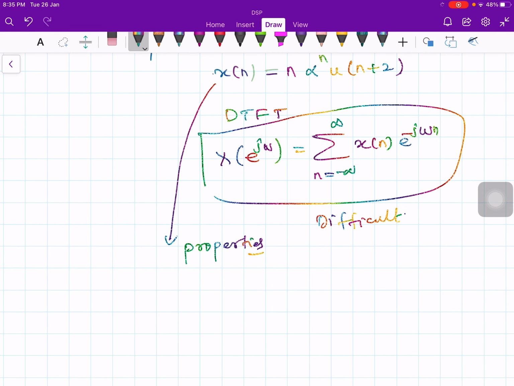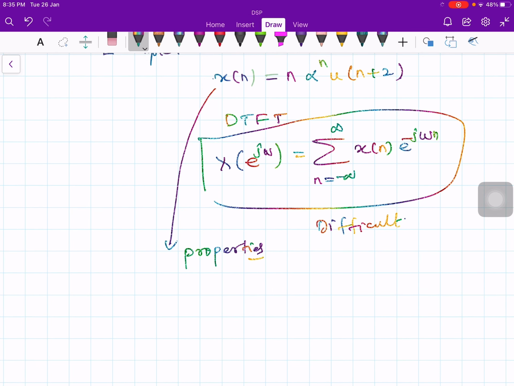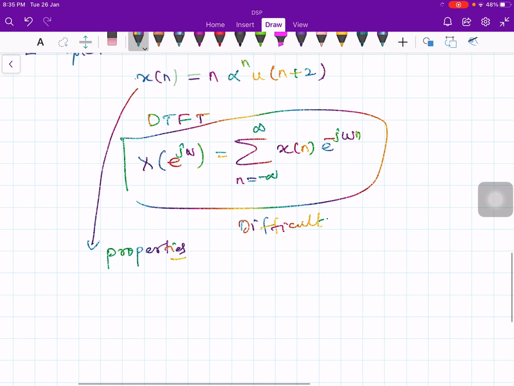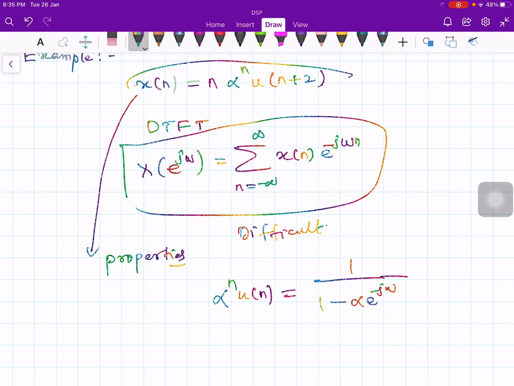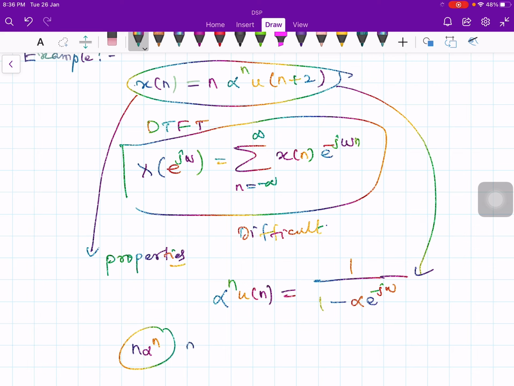Now how does the given sequence differ from the standard formula? Previously we got the DTFT of alpha to the n u of n, which is 1 divided by 1 minus alpha times e to the minus j omega. You can ask me a question, how does the given problem differ from this? In the given problem, I have n times alpha to the n. So I can use the differentiation property.